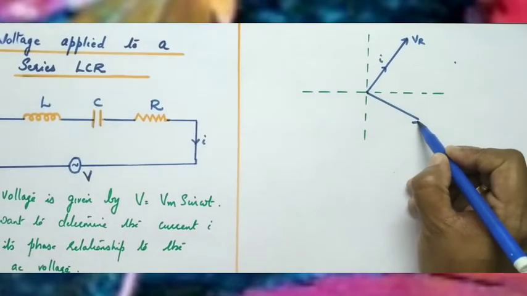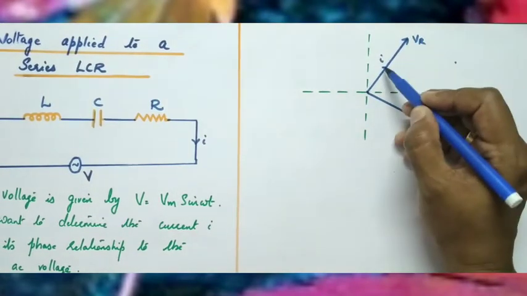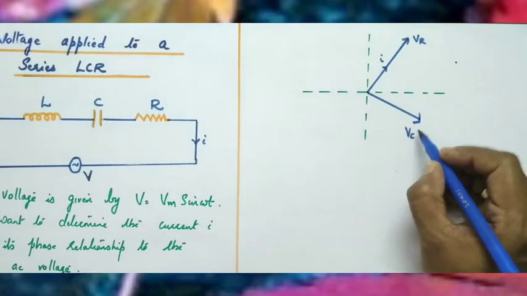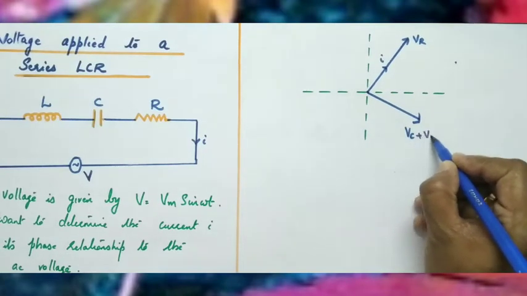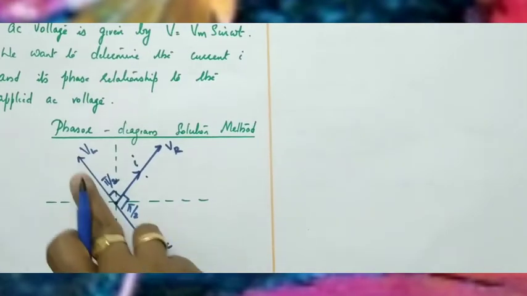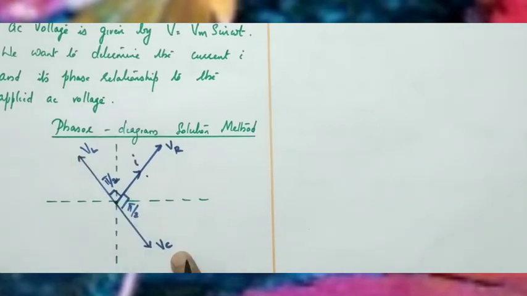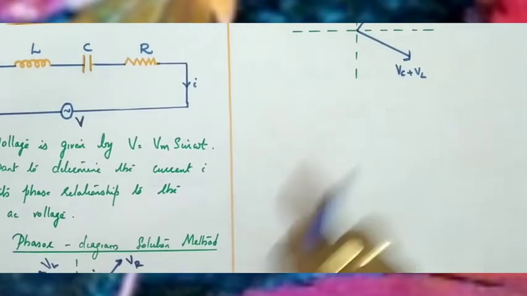So this is the figure. Here there is VR and this is the current, there is no change. Here the vector becomes VC plus VL. How? Because this is vector VC, and here is another phasor vector VL. If it is taken in the same direction of VC, it becomes VC plus VL.